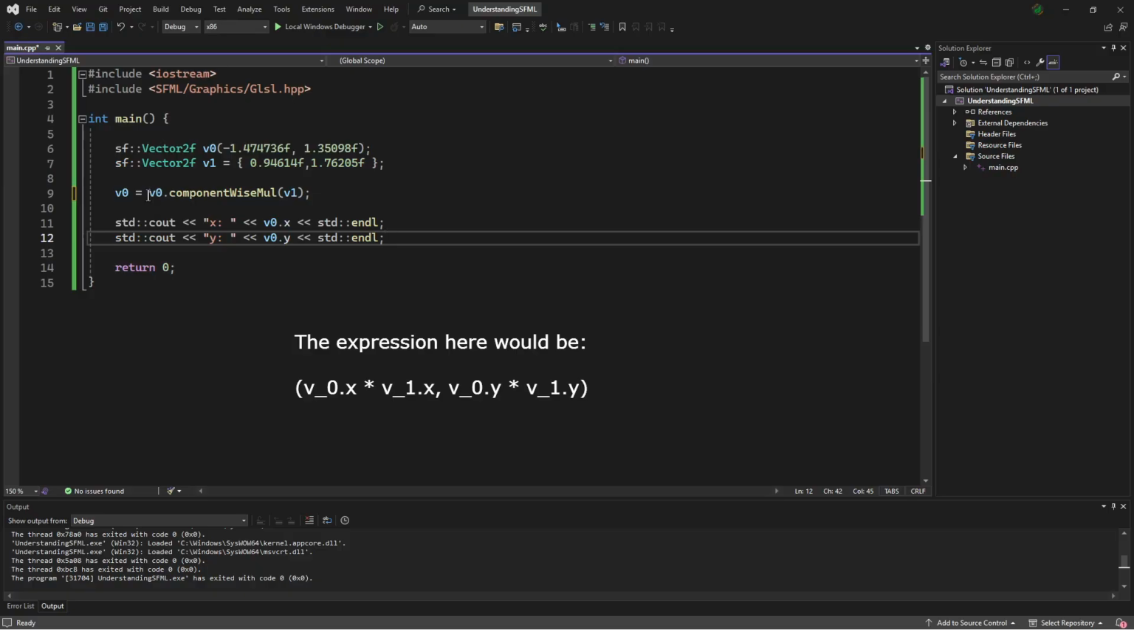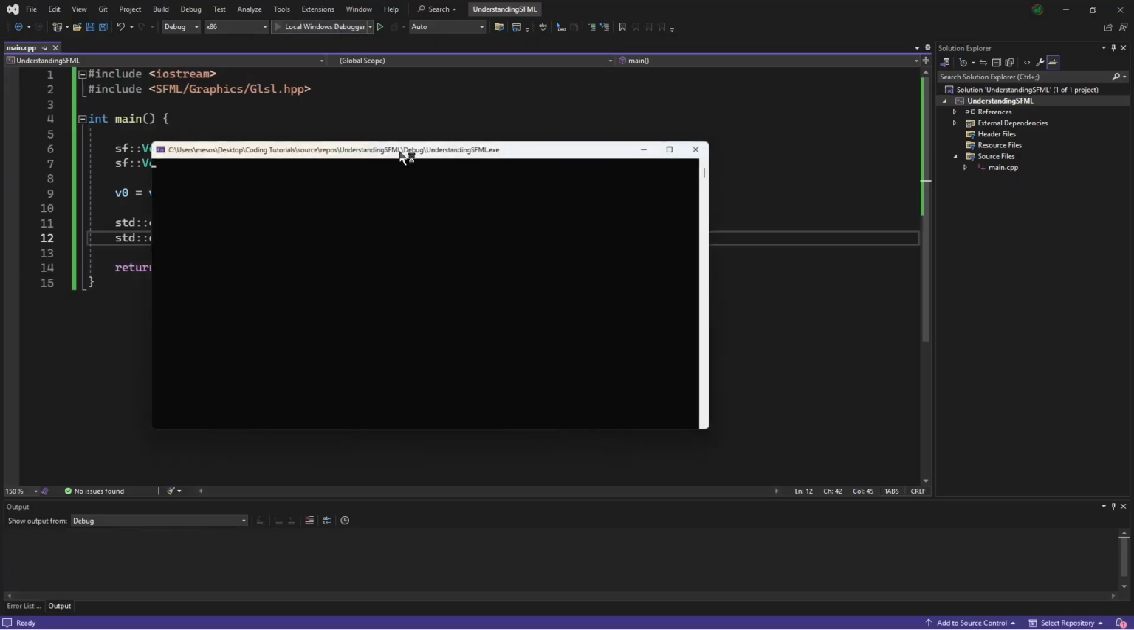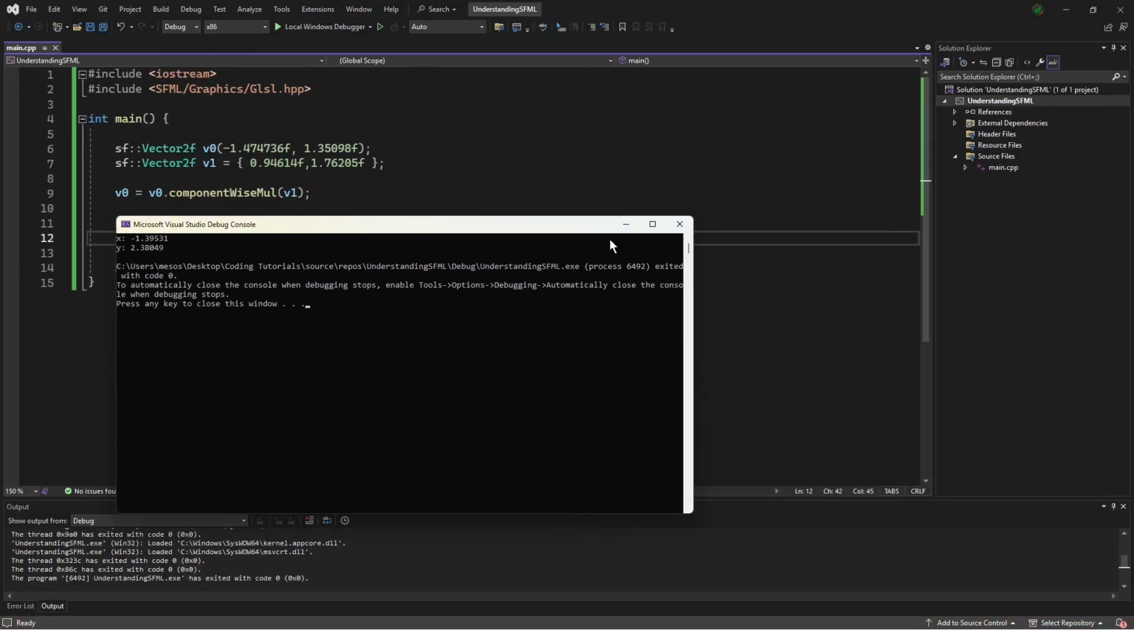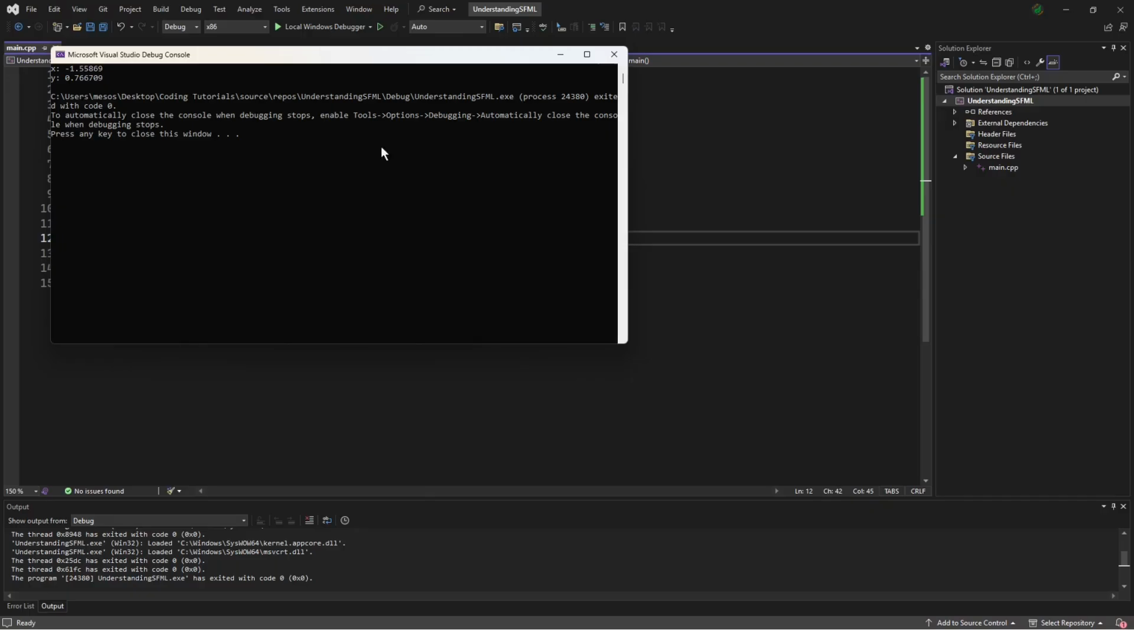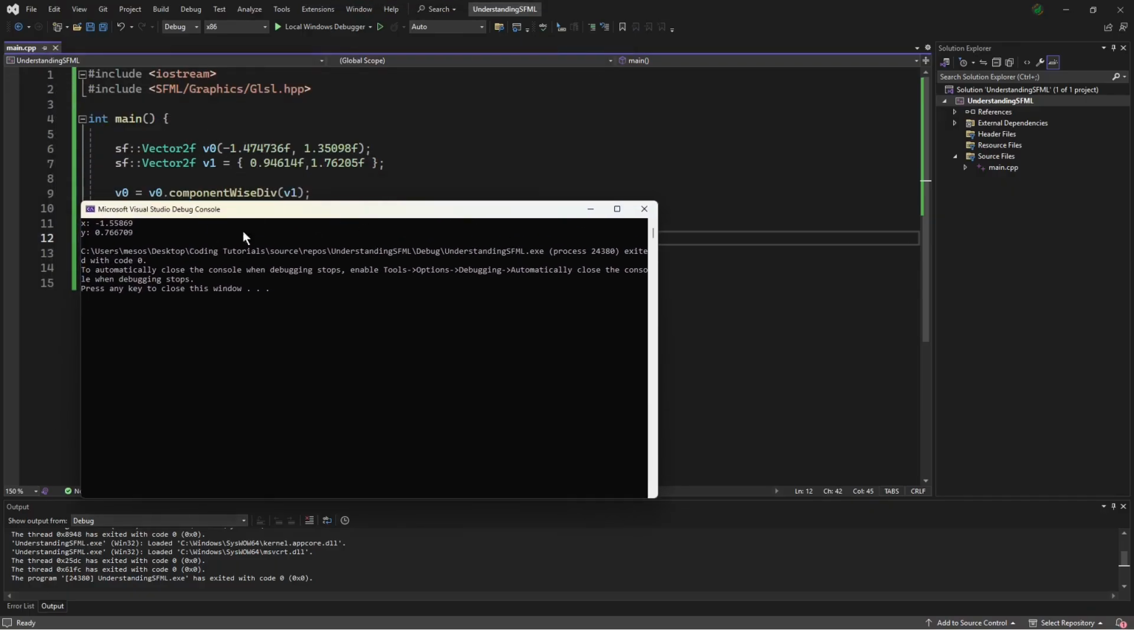Component-wise multiply will take the x parts of our v0 and multiply it by the x parts of v1, and the y parts of v0 and multiply by the y parts of v1. We can enter the debug menu and see that we get that output correctly. Likewise, with component-wise divide, we are taking the components of v0 and dividing them by the components of v1. Let's open the debug menu one last time and see that we are dividing each one individually.